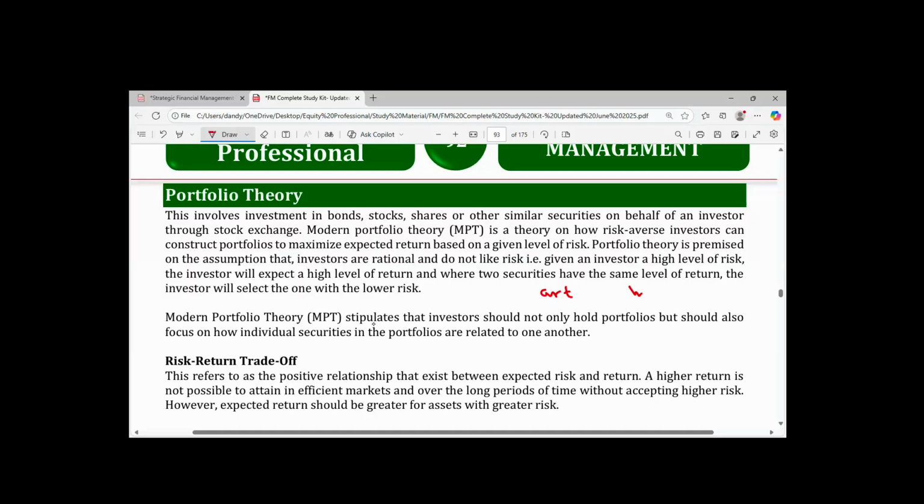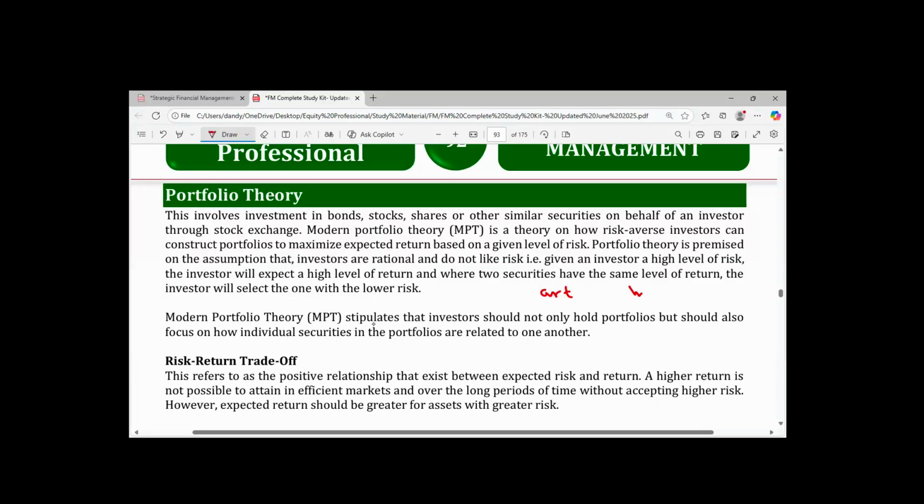So the modern portfolio theory is based on the assumption, okay, that a rational investor does not like risk, which means that given a high level of risk, the individual investor will also expect a high level of return, which is consistent with what everybody is aware of, that the higher the return, the higher the risk, and vice versa.